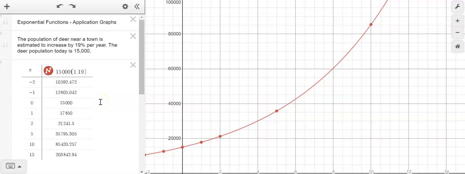Hi, today we're looking at exponential functions, in particular how to graph application problems and how to use a table to help solve. So we're using Desmos for today's lesson.